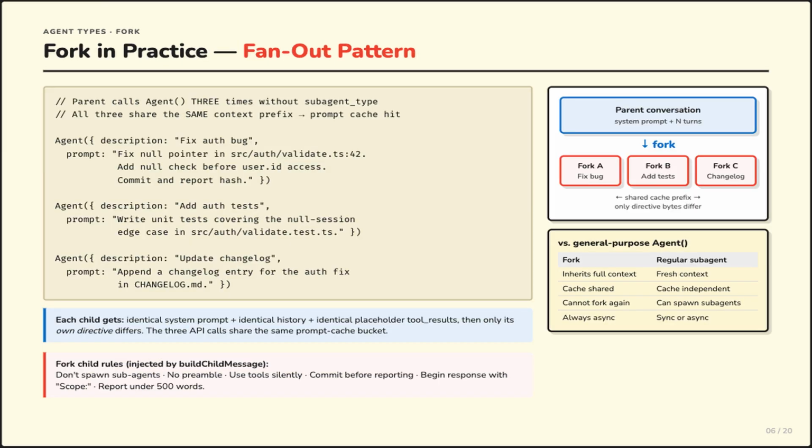Here's the fork pattern in practice. You call agent 3 times in a single turn: fix the bug, write tests, update the changelog. Each child gets the exact same conversation prefix, then its own directive. They all run in parallel. There are strict rules injected into each fork child. Don't spawn subagents. Use tools silently, commit before reporting, and start your response with scope. This keeps fork output structured and concise. Forks can't fork again. There's a guard that detects the fork boilerplate tag in conversation history.